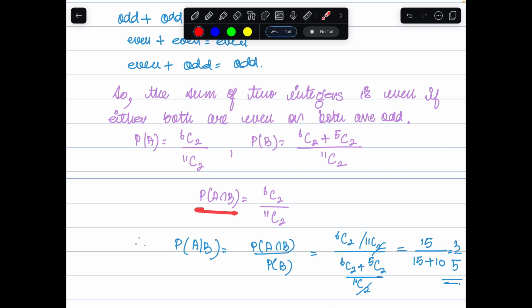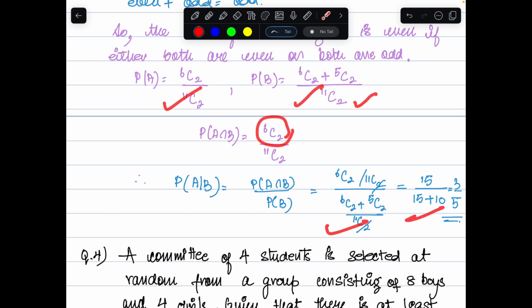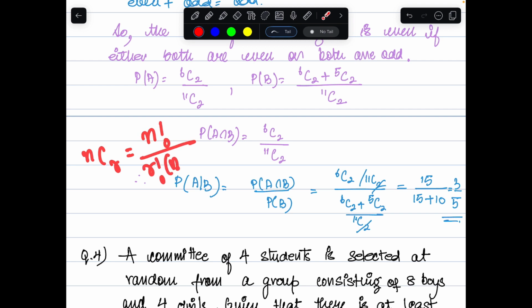So what is A intersection B now? P of A intersection B is choosing 2 out of 11. This is the number of ways you can do, but here you are choosing both even and odd. Here you are only choosing odd, right? So the intersection will be choosing only odd. Now let's come over here and substitute in the formula and you will get the answer. In case you don't remember what nCr is, it is n factorial by r factorial into n minus r factorial.